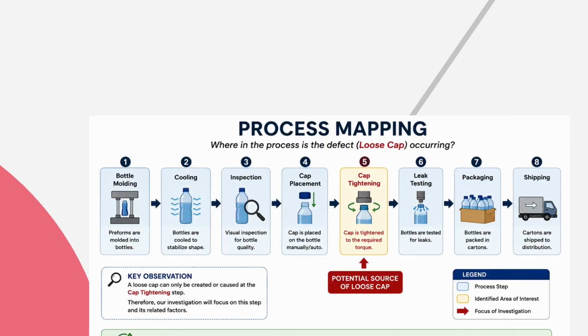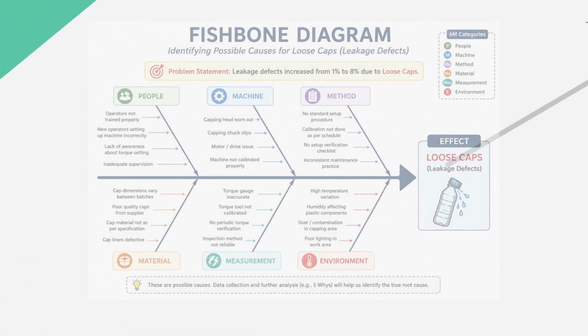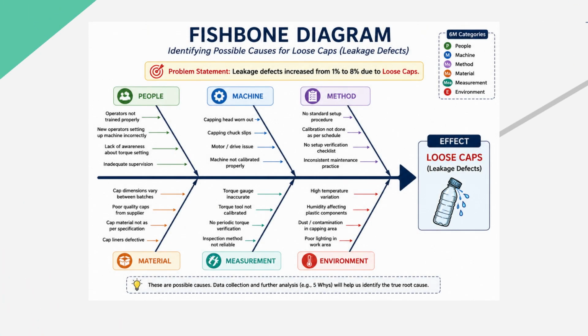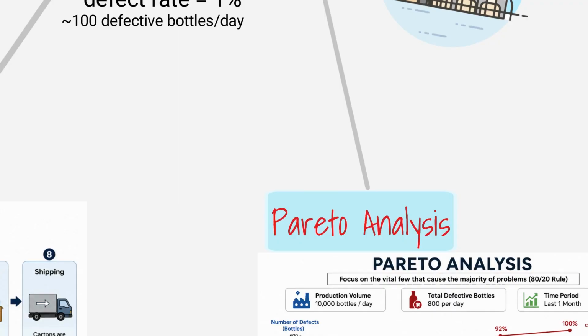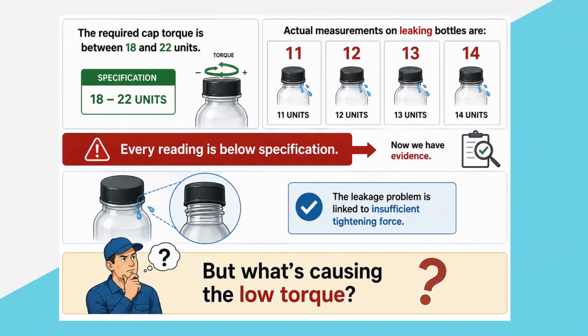Let's use a fishbone diagram. Possible causes include people, operator training issues; machine, a worn capping head; method, poor setup procedures; material, cap quality variation; measurement, an inaccurate torque gauge; environment, temperature changes. At this point, we have several suspects, but we need evidence. So the team collects data.